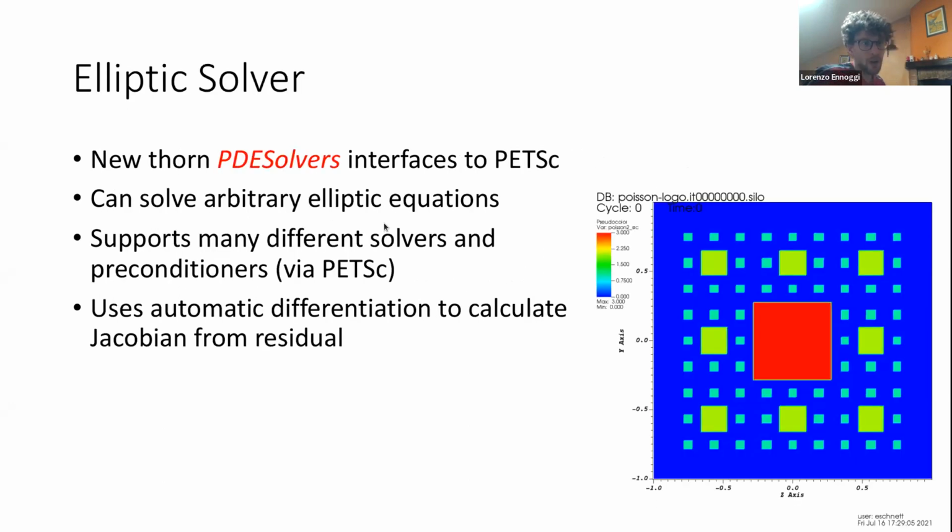As I mentioned before, we have an elliptic solver implemented. There is a new thorn, which is called PDESolvers, which interfaces to PETSc and can solve arbitrary elliptic equations. It supports many different solvers and preconditioners, again, using PETSc. And it uses automatic differentiation, which is cool, to calculate the Jacobian from the residual.